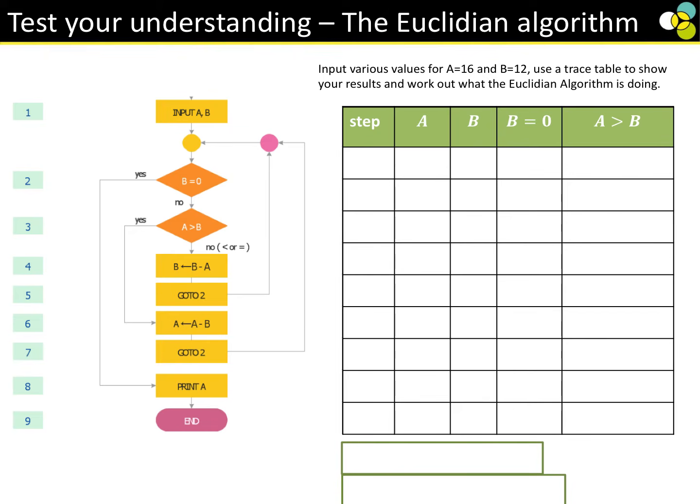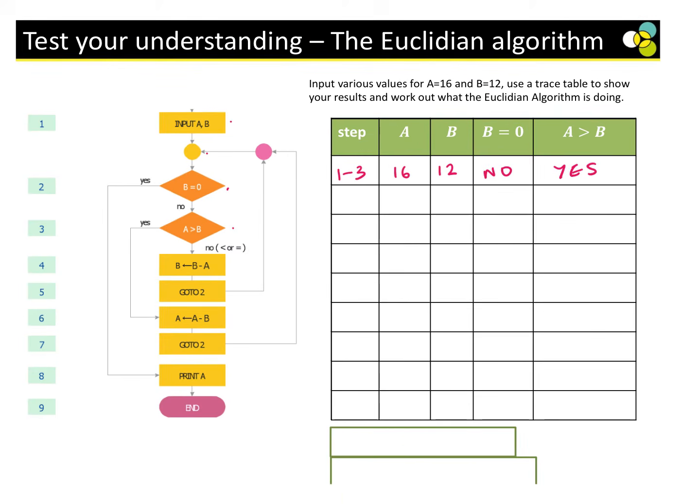Okay, so here's a test your understanding question. Give it a go. Okay, so I am going to condense this down a little bit because I don't have that much room. But input A and B, A is 16, B is 12. Okay, right. 1, 2, is B equal to 0? No. 3, is A greater than B? Yes. So I pretty much did steps 1 to 3 all in one then.